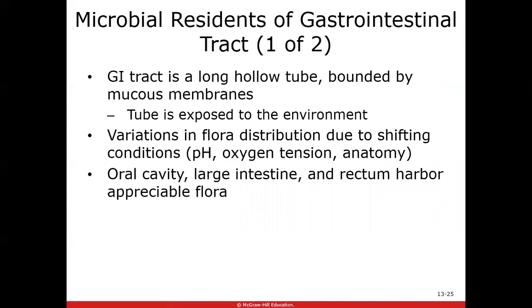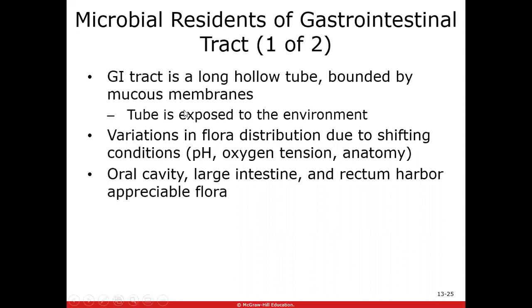Now, the microbial residents of the gastrointestinal tract. The GI tract is a long, hollow tube bounded by mucous membranes, and the tube is exposed to the environment. So there are variations in floral distribution due to shifting conditions like pH, oxygen tension, and the anatomy. So you have the oral cavity, the large intestine, and rectum that harbor appreciable flora in the GI tract.